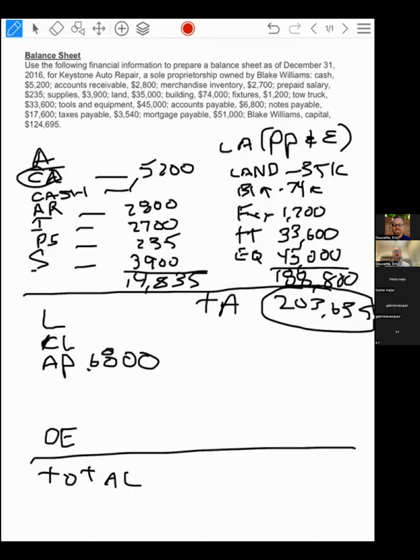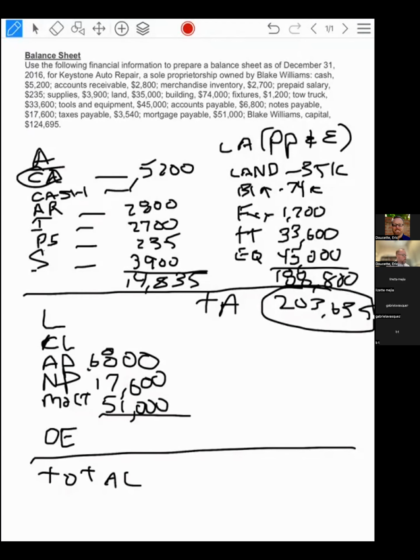And then I also have notes payable. That's very similar to a bond. So that's 17,600. And then I have a mortgage payment. So I'll just put it as mortgage. And that one is how much? 51,000. And that's it. So those are all my liabilities.